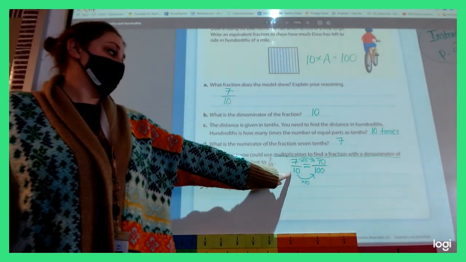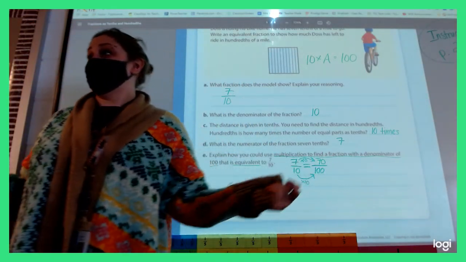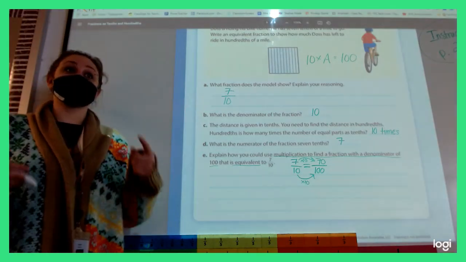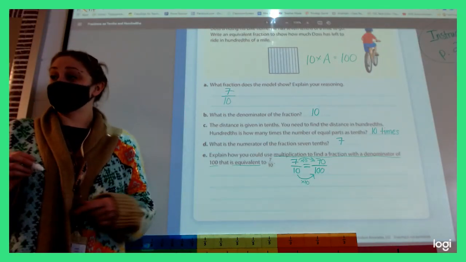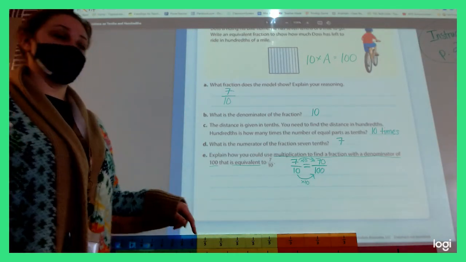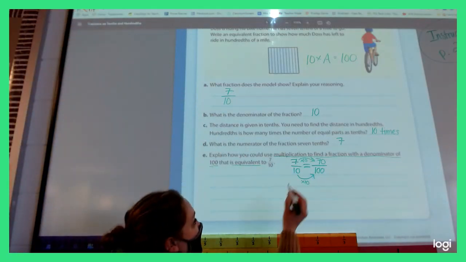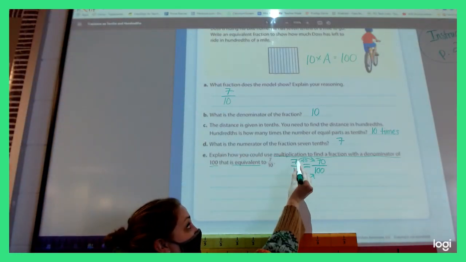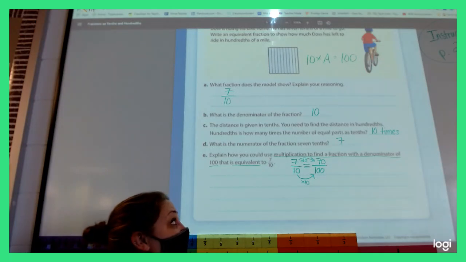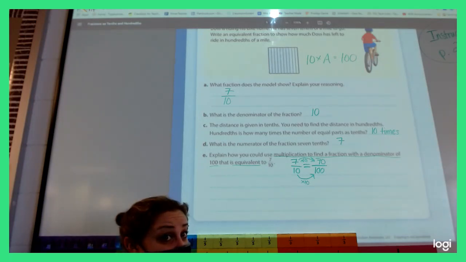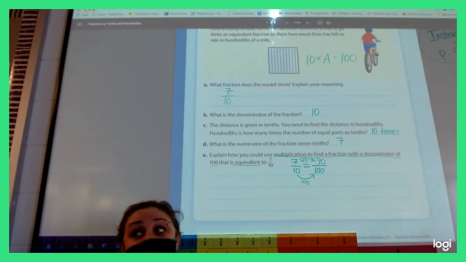So 7/10 and 70 hundredths are equivalent. And we've already practiced this. This is just some review to lead us towards decimals. So now we can explain a little bit really fast. If we multiply our numerator and denominator by the same number, we can find an equivalent fraction. How about we just write that? Because that's more what I'm concerned about you knowing today.